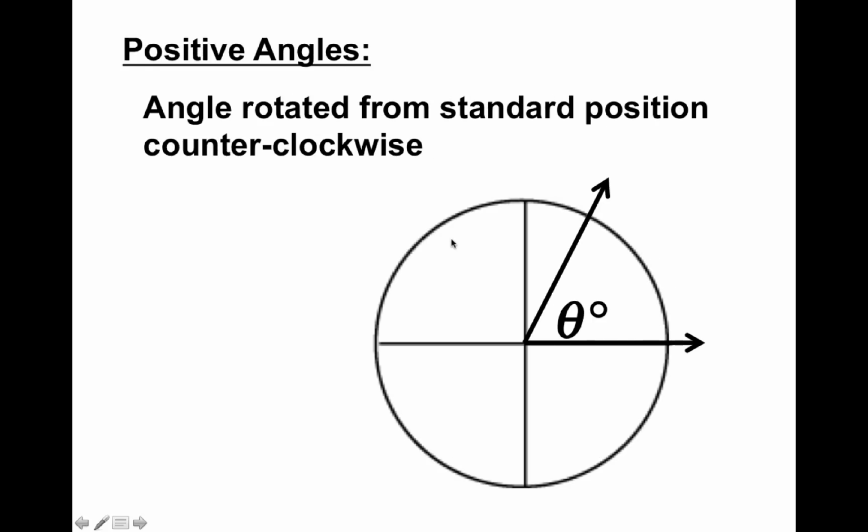Positive angles are angles that are rotated from standard position counterclockwise. Notice this is against where the clock turns, so this is counterclockwise. If we turn this much, notice that is a full 90-degree angle. This would be another 90 degrees, so that would be 180. Another 90 degrees would be 270. And then all the way around the full circle would be 360 degrees.